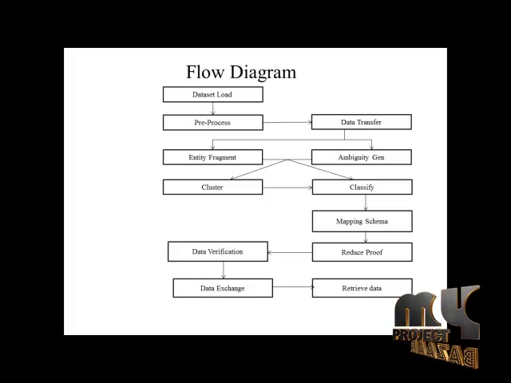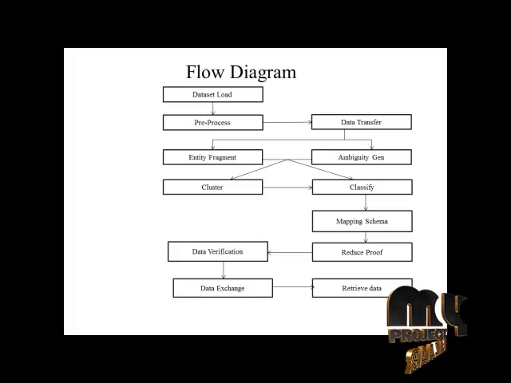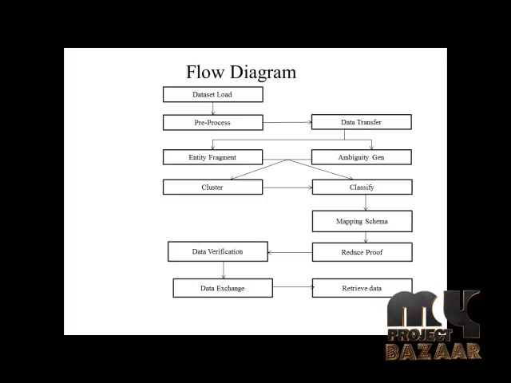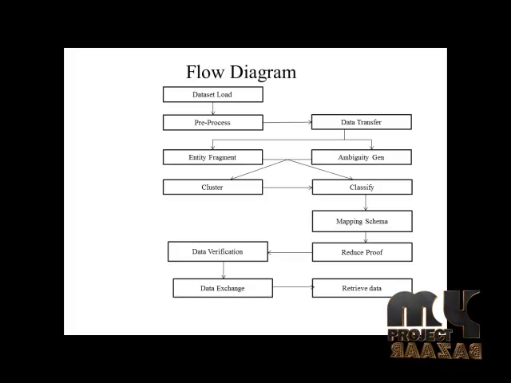For fragmentation, based on the student records, we will fragment or split the data based on the student roll number, name, department, and so on. The same applies to ambiguity generation. Next we come to the cluster step, where we cluster our records based on different attributes. Again we come to classify. After the records are classified, we come to the mapping schema, where we split our data based on grouped records.